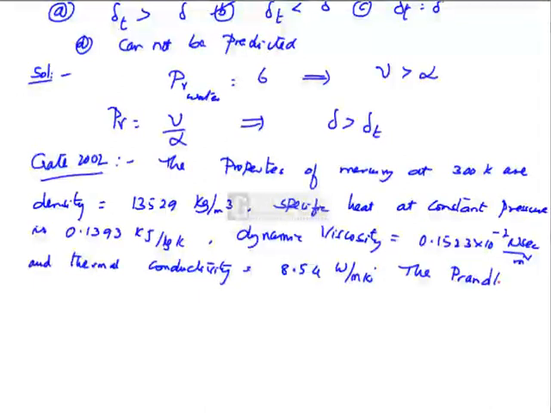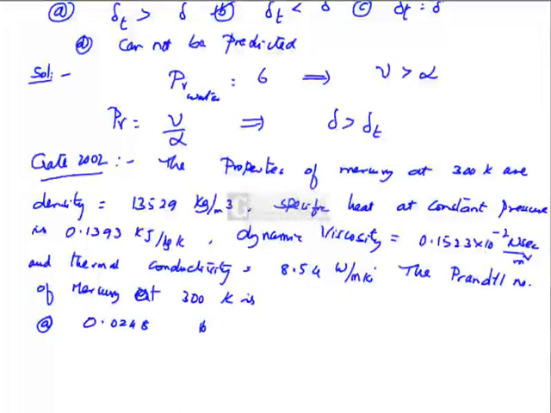The Prandtl number of mercury at 300 Kelvin is: A, 0.0248; B, 2.48; C, 24.8; D, 248.